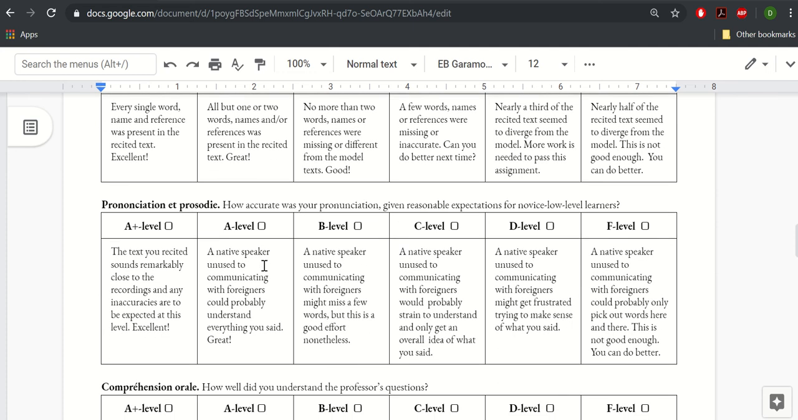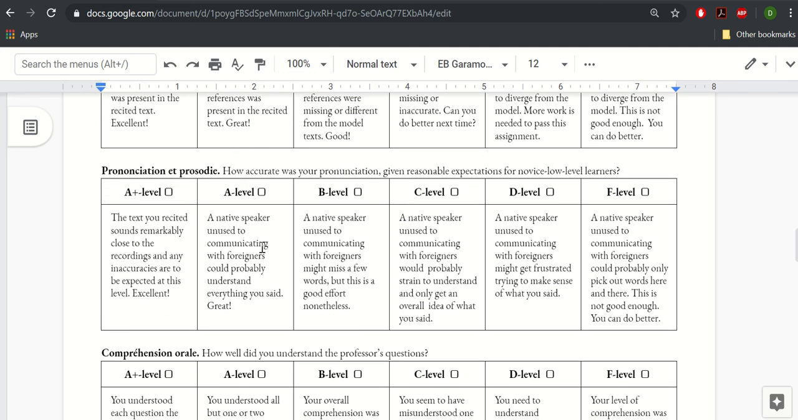Here for looking at pronunciation and prosody, for an A level, and this should be your target level, a native speaker unused to communicating with foreigners could probably understand everything you said. That's great. So here our standard is a native speaker unused to communicating with foreigners. So, for example, if you imagine somebody who mainly only speaks one language, and if you've ever seen them interact with somebody who's learning English, and how well they were able to understand, how many times they had to repeat, that's the standard that I'm imagining. So you want to imagine a French-speaking person who's really not used to interacting with people whose first language is not French. And then you want to try to make all your words understood to a person like that.